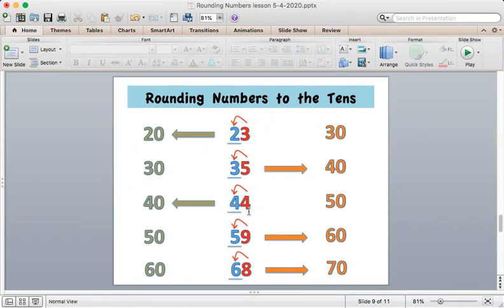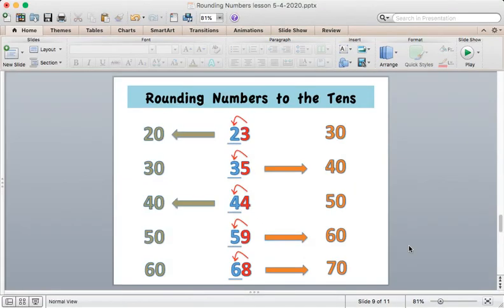If I'm rounding 44 and I'm using the ones spot, which is a 4, and it's talking to the 10 spot, which is also a 4, you're going to round down to the lower 10, because it's 4 and below. So 44 would round to 40. Rounding 59, because 9 is higher than 5, the 9 is telling the 5 to round to 60. And 68, same thing. The 8 is telling the 6 what to do, and the 8 is higher than 5, so you're rounding up to 70.